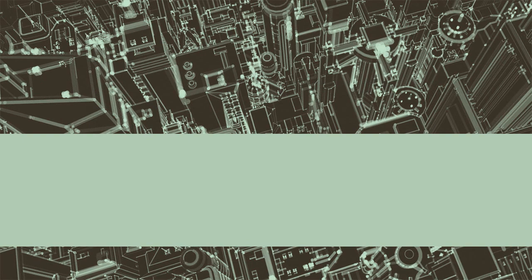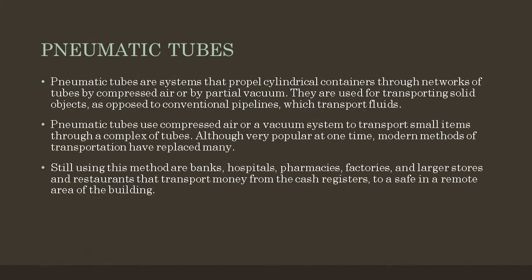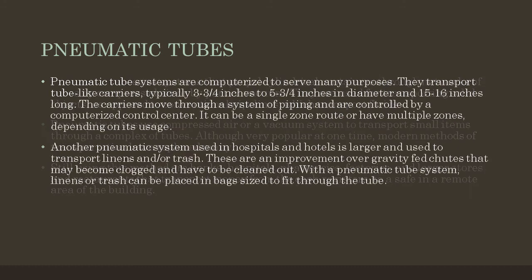Pneumatic tubes. Pneumatic tubes are a technical equipment in which cylindrical containers are propelled through a complex network of tubes by compressed air or by vacuum. They are used for transporting physical objects. It is computerized to serve many purposes. They transport tube-like carriers, typically 3 and 3/4 to 5 and 3/4 inches in diameter and 15 to 16 inches long. Another pneumatic system used in hospitals and hotels is larger and used to transport linens or trash.